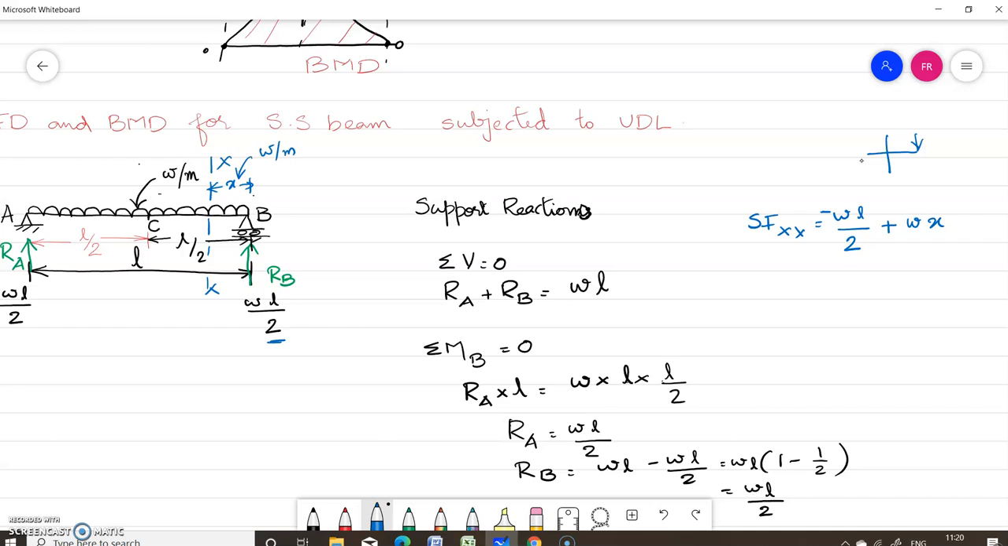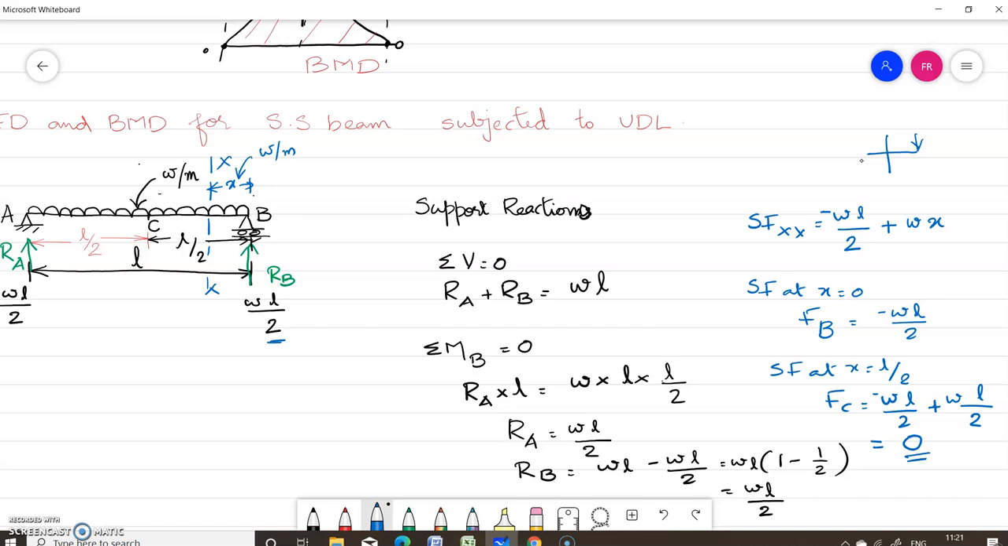Okay. So we can find out what the shear force is at x equal to 0. That is F at B. At x equal to 0, this becomes minus WL by 2. Now we can find out the shear force at x equal to L by 2. That is, shear force at C is equal to minus WL by 2 plus W into L by 2. So shear force at C is equal to 0.